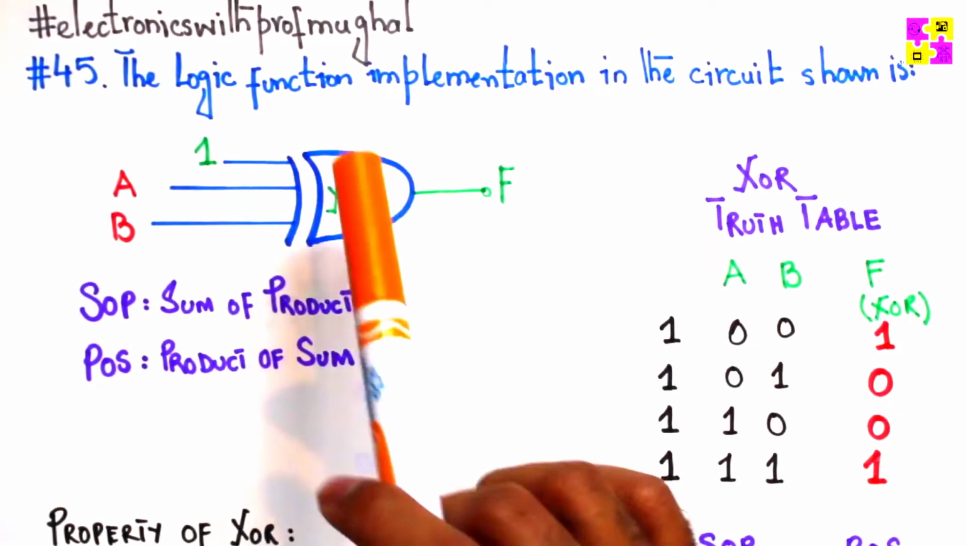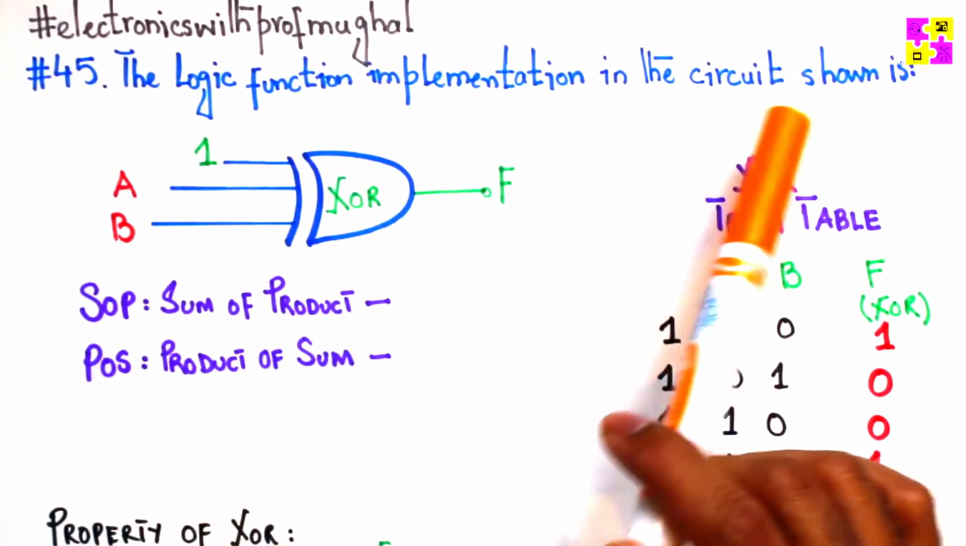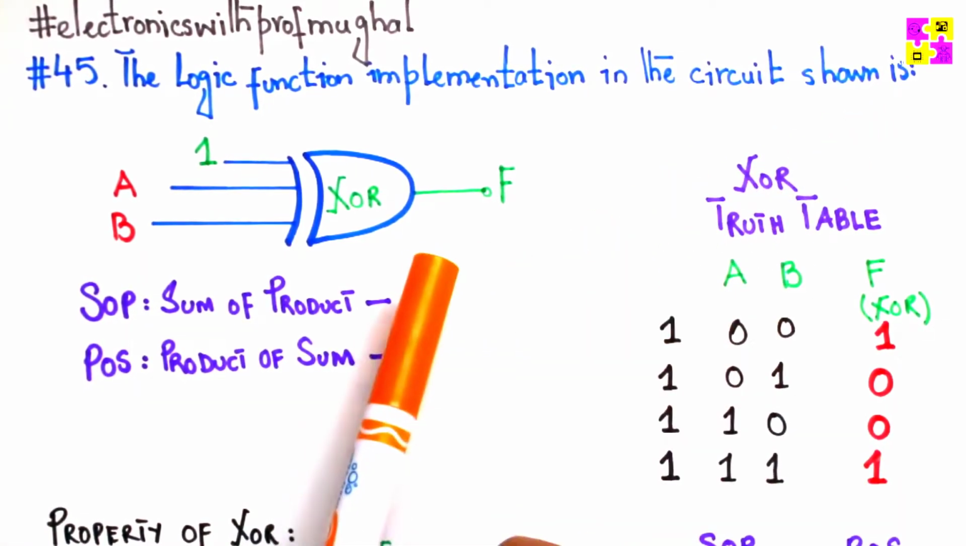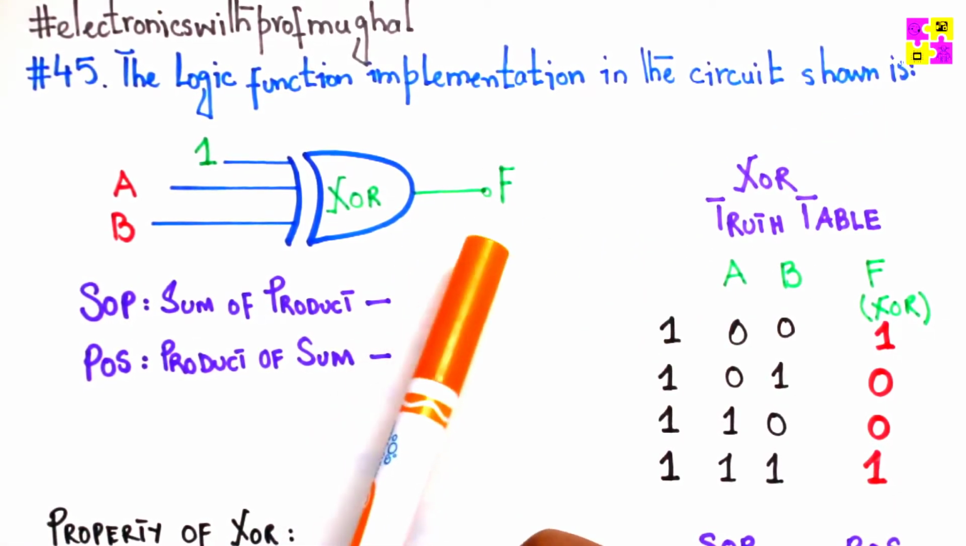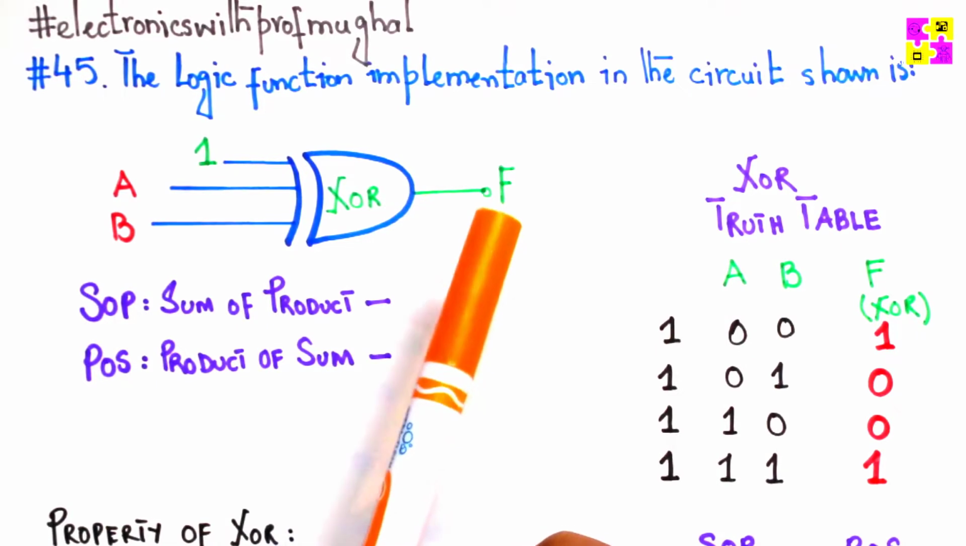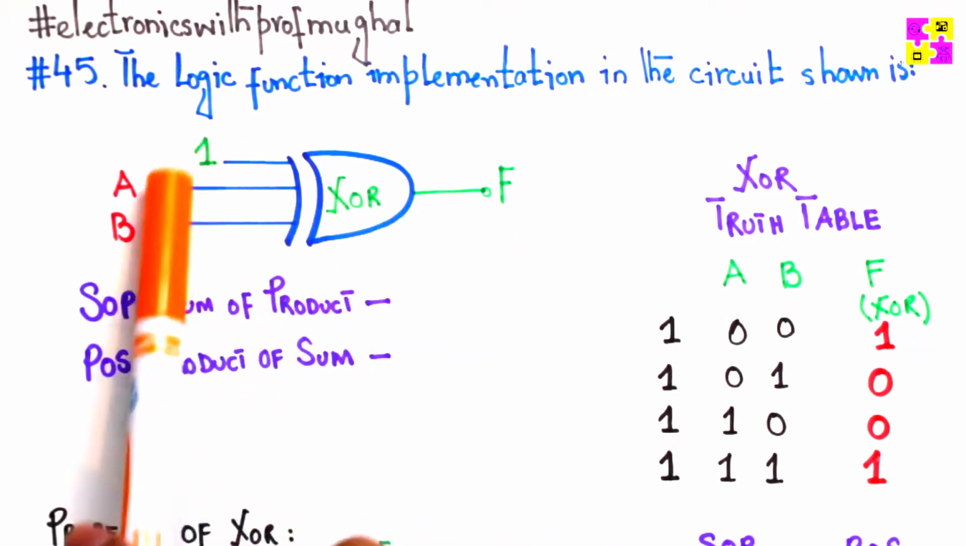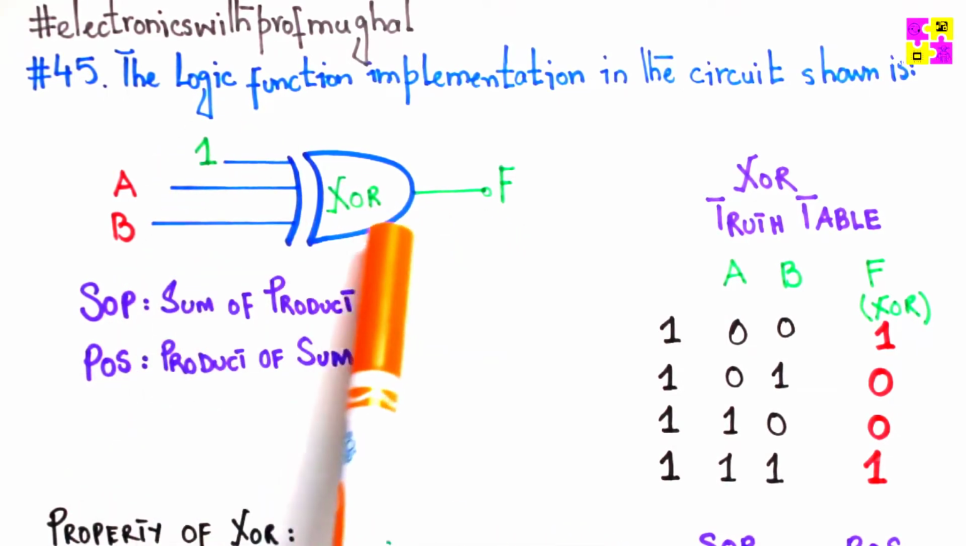Okay, this is another interesting one. For the logic function implementation in the circuit shown, we basically need to get an expression for f which justifies the input combinations. Remember, this is an exclusive OR gate.